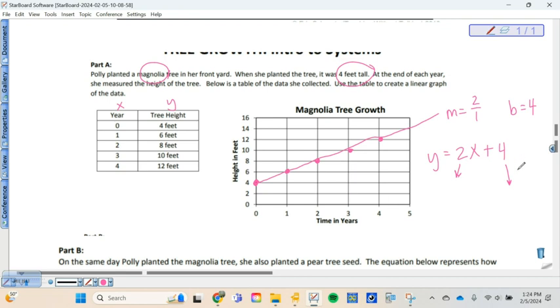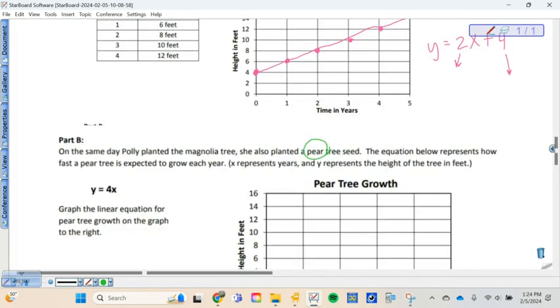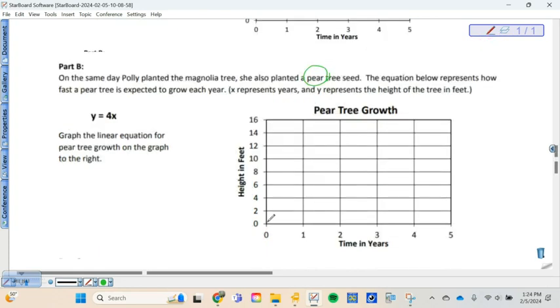Good. Okay, now she also is planting a pear tree in addition to her magnolia tree, but she's planting her pear tree from seed. So how tall is the pear tree when she starts? 0 feet tall. And can you look at this equation and figure out how many feet it grows per year? 4 feet.